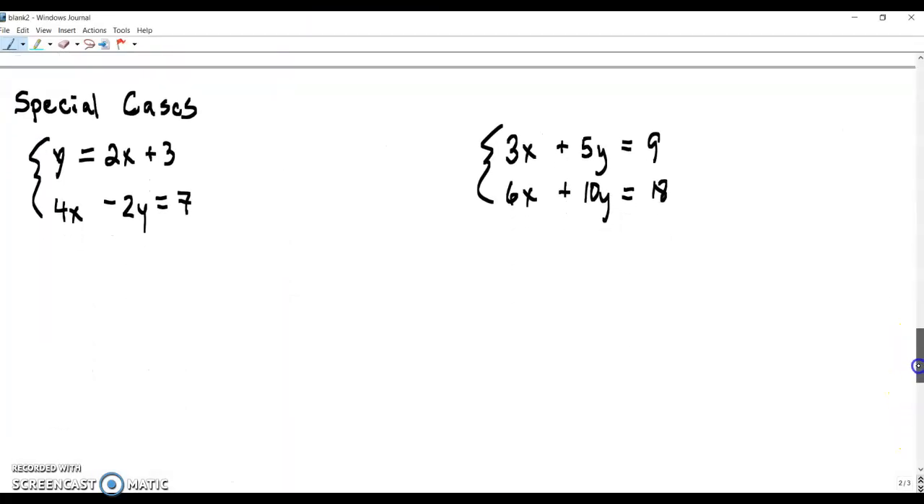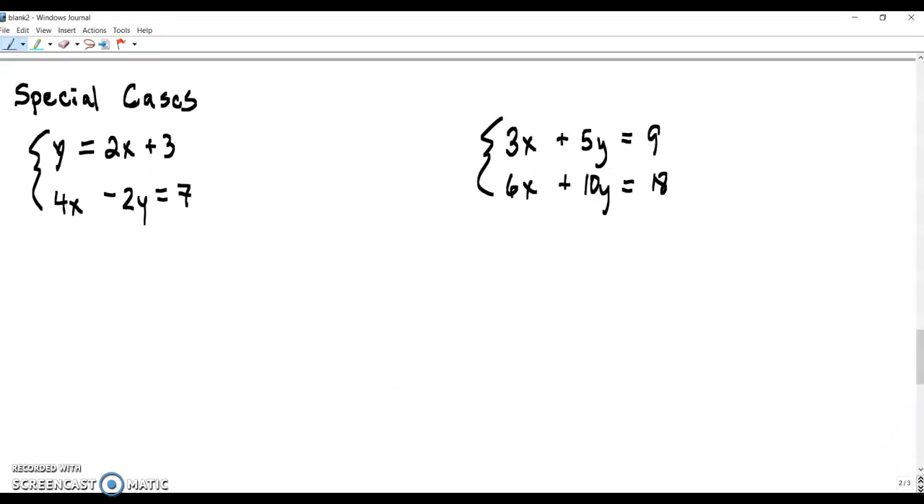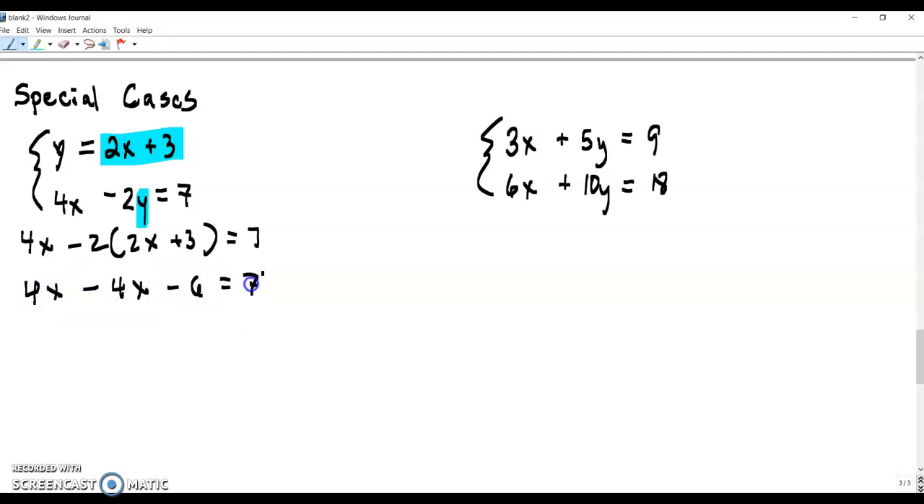Okay, so this first system, I have a variable isolated, so I'm going to jump right into substitution. I'm going to plug my 2x plus 3 in for y. So I have 4x minus 2 times the quantity, 2x plus 3 equals 7. I will distribute. Oh, and look, 4x minus 4x is 0. So I'm left with negative 6 equals 7. That's false. So there is no solution.